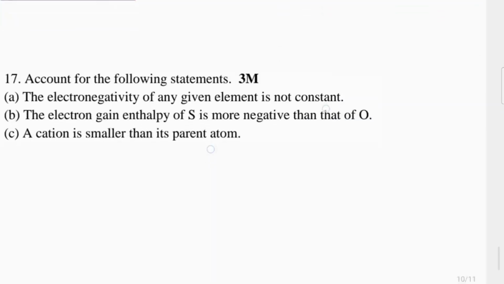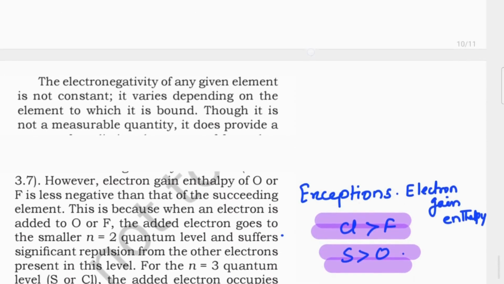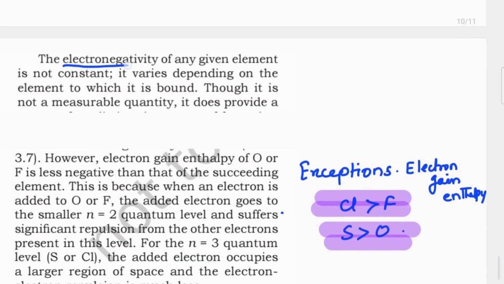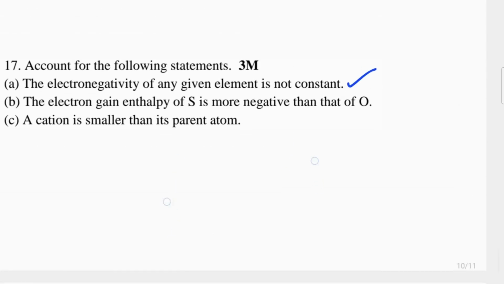Okay. So next question. Account for the following statement. The electronegativity of any element is not constant. This is also there in NCERT. The electronegativity of any given element is not constant. It varies depending on the element to which it is bound. It is not a constant value. So it is a 1 mark question, and you can write a 1 line explanation.